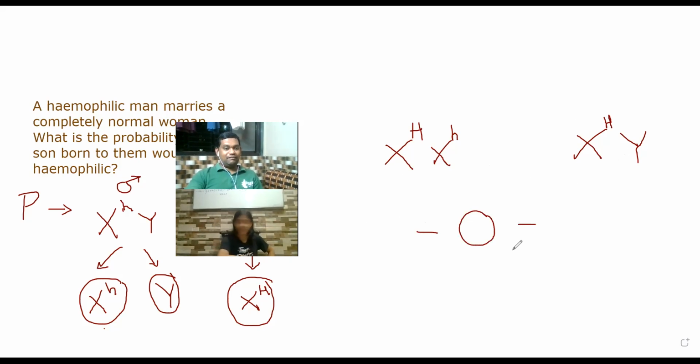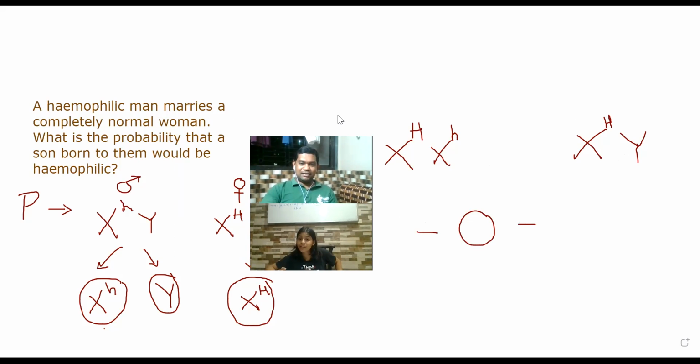So the correct answer is 0. But whenever the question is asking about probability, remember you have to give a fraction. So you have to tell the answer as 0. None of the sons born to them would be hemophilic. ऐसा concluding statement लिखना. If suppose कोई और आंसर आता कि say 2 out of 3 sons, then your answer would be 2 out of 3 sons born to them would be hemophilic. ऐसे concluding statement frame करना.